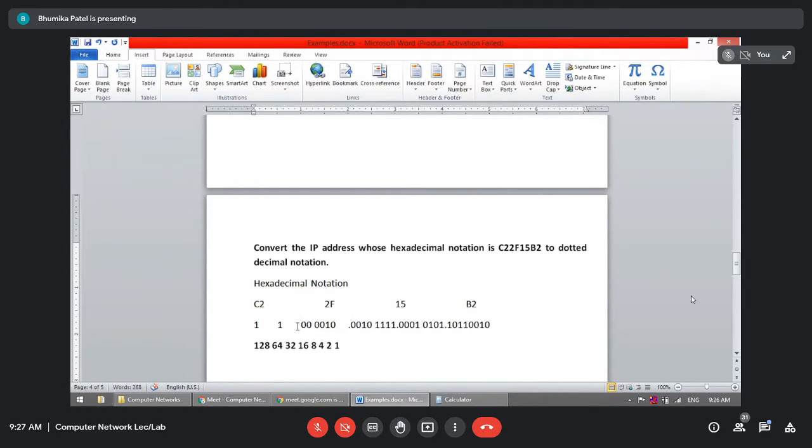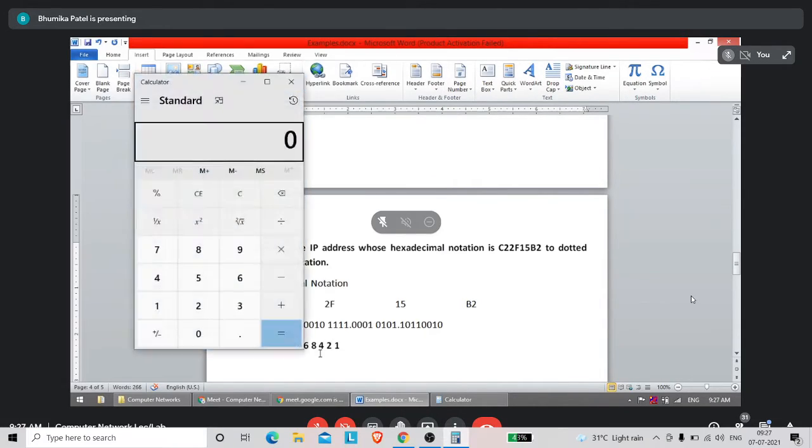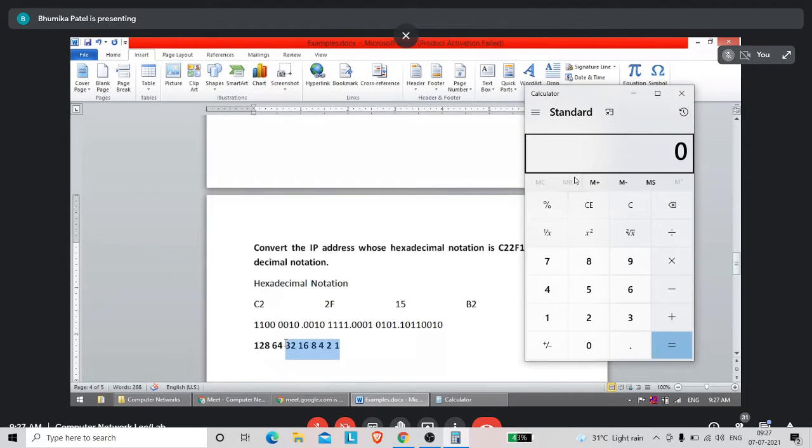First bit represents 128, second bit represents 64, this 0 is for 32, 0 is for 16, this 0 is for 8, this 0 is for 4, then 1 is for 2, and this 0 is for 1. It is the power of 2: 2 raised to 0, 2 raised to 1, 2 raised to 2, and so on, up to 8 bits. Yes, sir. Yes, okay, ma'am.